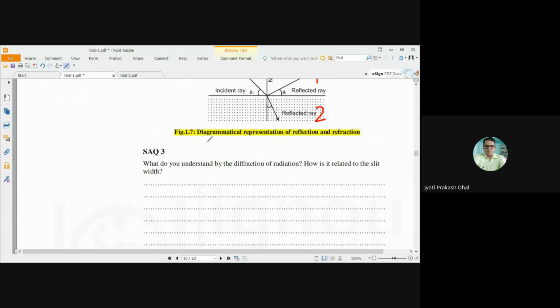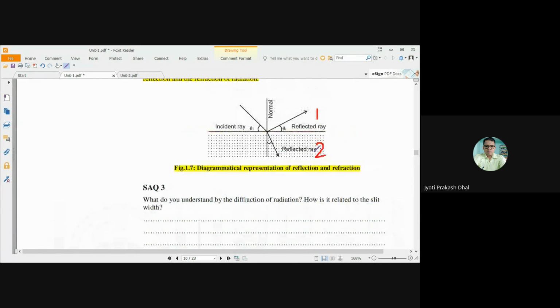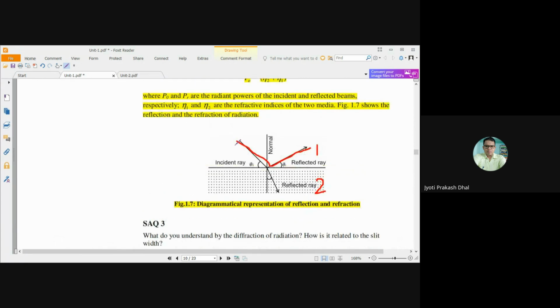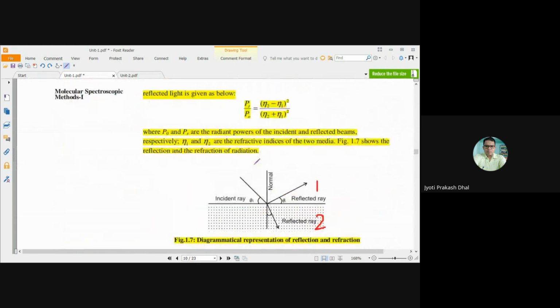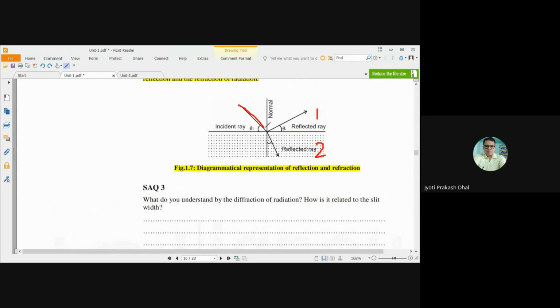So this is the diagrammatic representation of reflection and refraction. Here, this one is refraction, and another phenomenon is called reflection. This one is reflection.